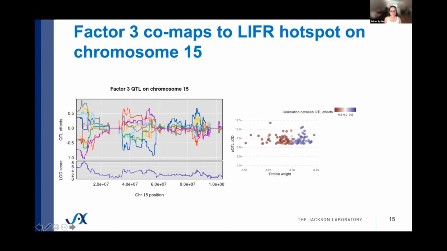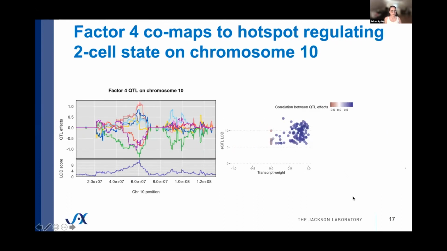So these are the pQTLs I could identify just by looking at the protein data that co-map to this chromosome 15 position. But the other thing I can do is pull all of these features that have a high contribution to this factor, all these proteins that I know contribute to this MOFA factor, and ask what the LOD score is at that position. And hopefully you can appreciate that we are picking up a lot of the pQTLs that we already know, but there are also all these new players that are highly contributing to this factor, which we couldn't have identified with significance as part of this transband. There's a similar story for the factor 4 QTL.